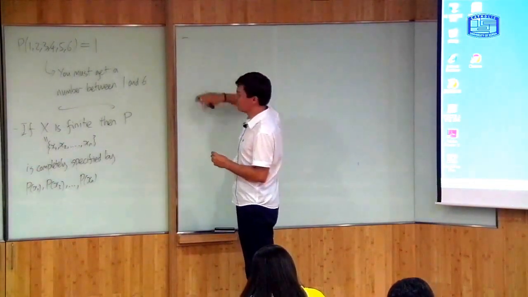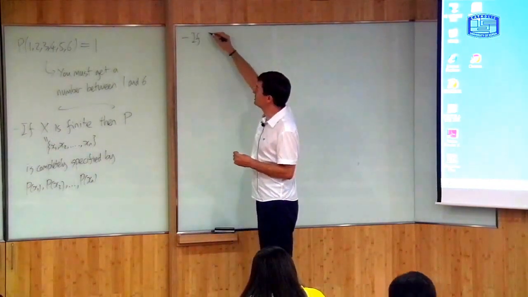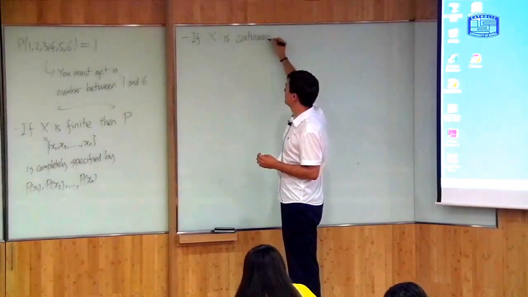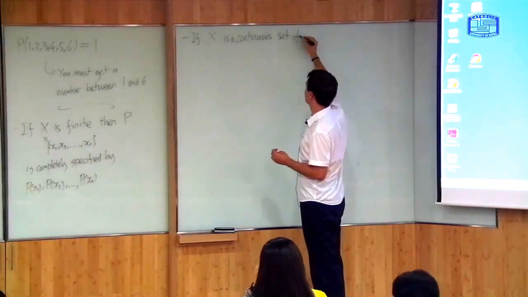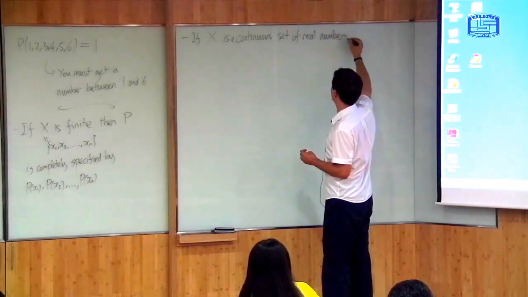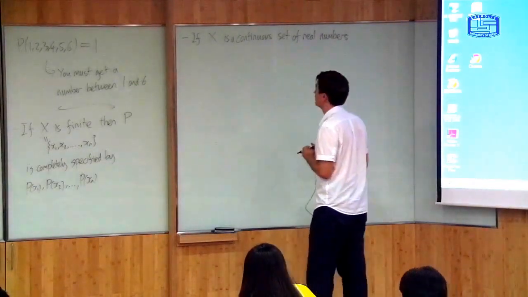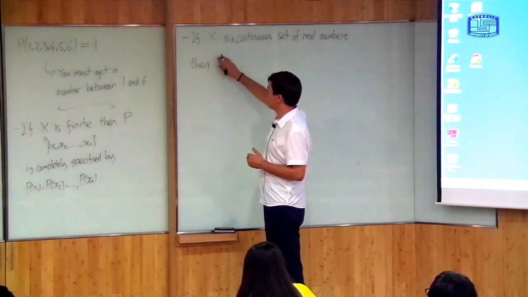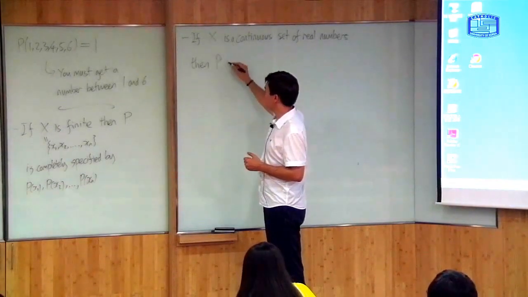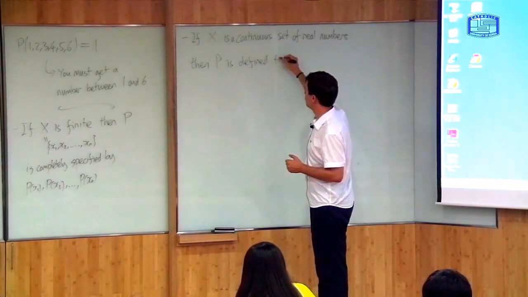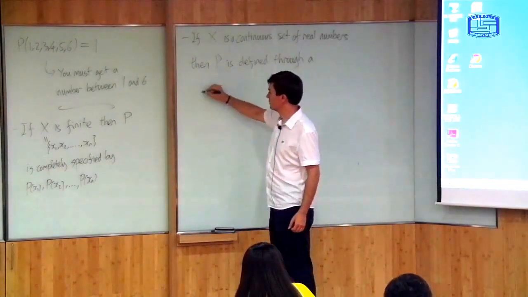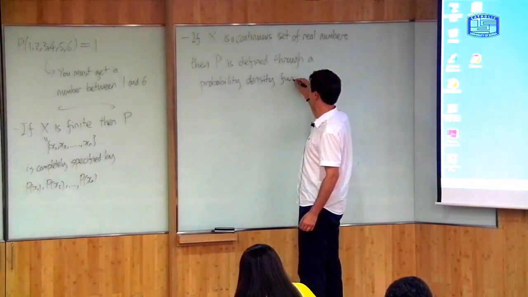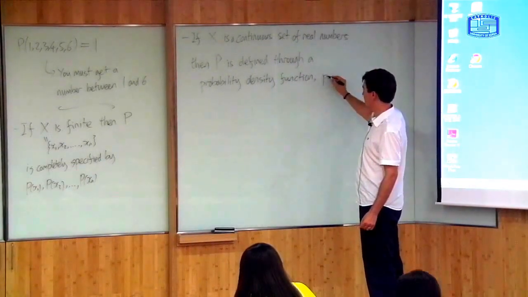But we can also define probabilities on infinite sets, so on sets with infinite numbers of elements. And in particular, we're going to be interested in the case where X is continuous. X is a continuous set of real numbers. So for example, X is an interval on the real line. Then we define P, the probability, in a slightly different way. We can do it using what's called a probability density function, which I will give the symbol little p.